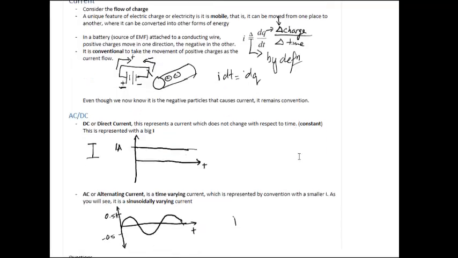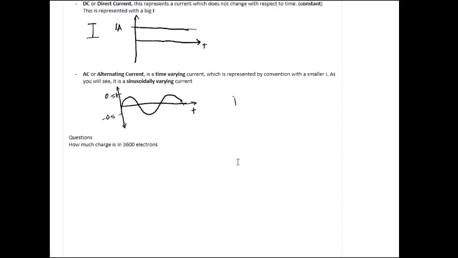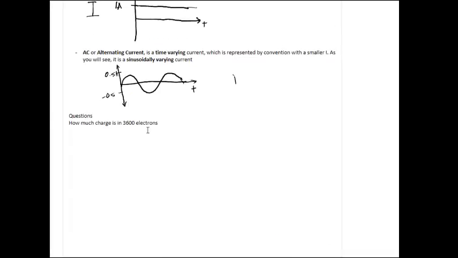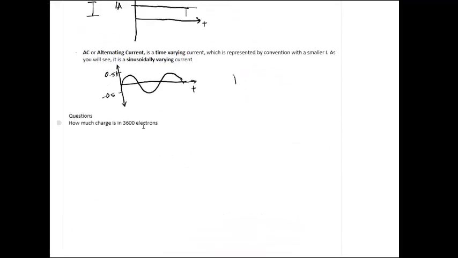So we're just going to do a few questions now, just to assist in our understanding of what current and charge are. So the first question is, how much charge is in 3,600 electrons? Based on the experimentally measured value of the charge of a single electron, we know that a single electron has a charge of negative 1.602 times 10 to the power of negative 19 C. So if we have 3,600 of these, we need to multiply this by 3,600.